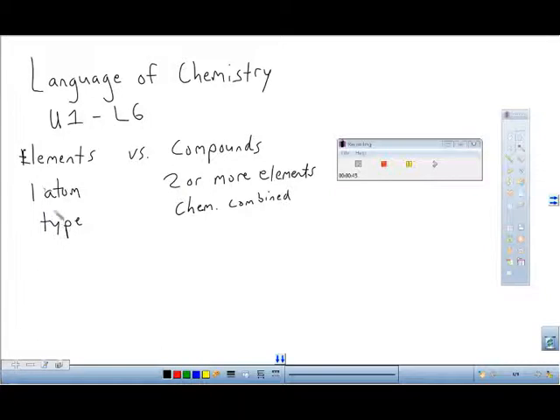So let's look at some examples. An element will be something like Ti. Ti is titanium. Cu, which is copper metal. Compounds, on the other hand, have two or more things, so things like water, H2O, two hydrogens with one oxygen, and also sodium hydroxide, which we use in our penny lab. Notice, compounds, you have two or more things, two here, three here, chemically combined. Elements, one thing by itself.